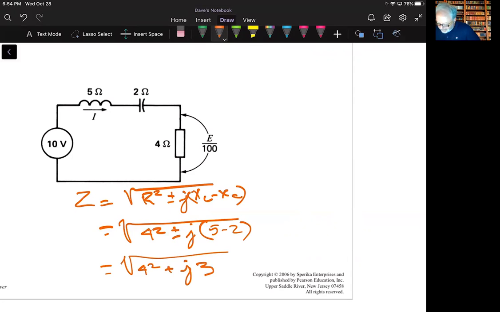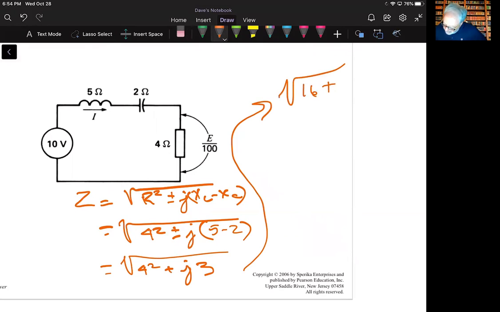Taking the real values, I end up with 16. Oops, I didn't put the squared sign on any of this. We know that should be the case. And 3 squared is 9, so 16 plus 9 is 25. The square root of 25 comes out to be 5. So the total impedance in this circuit comes out to be 5 ohms.